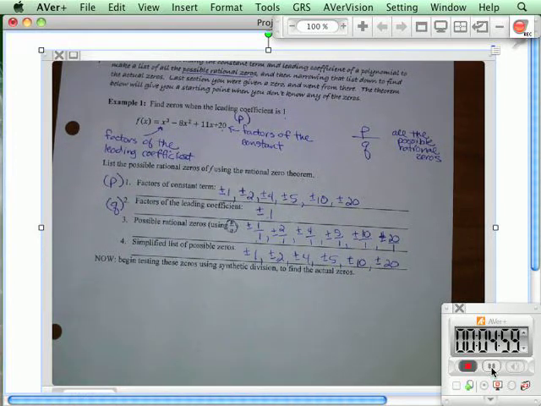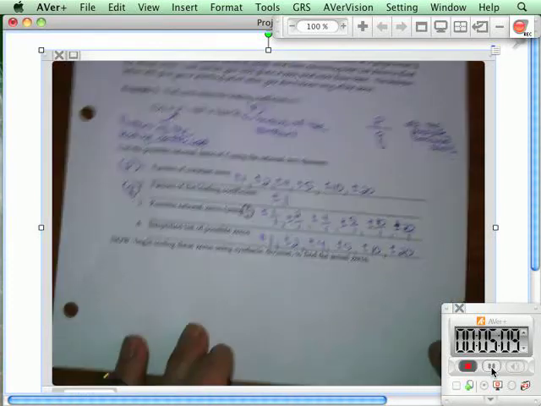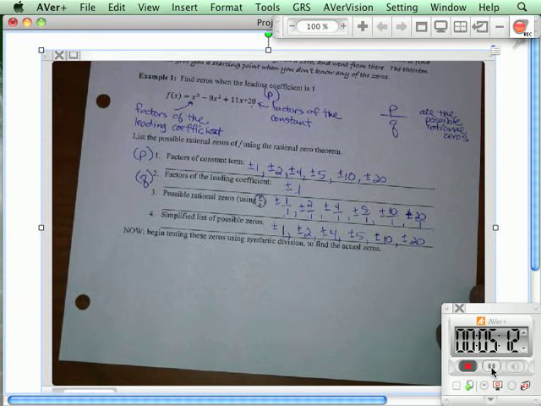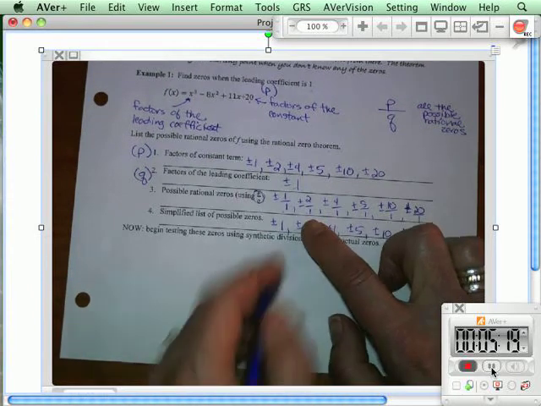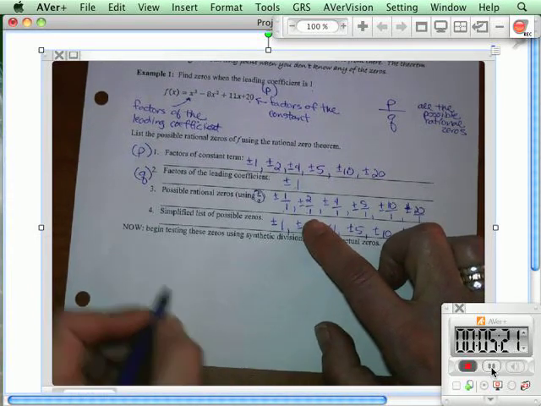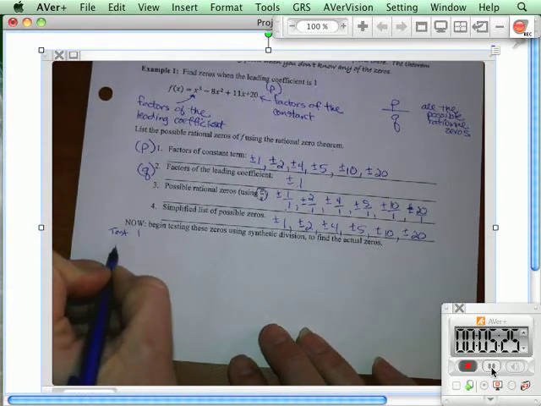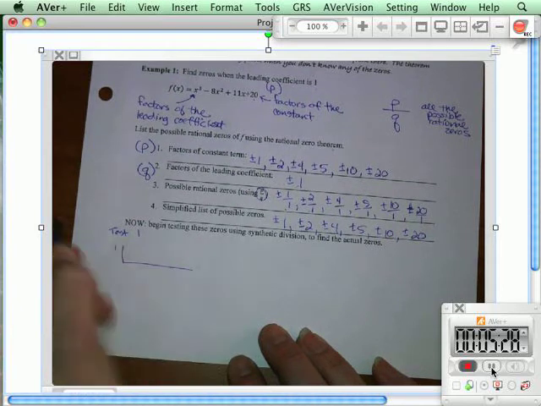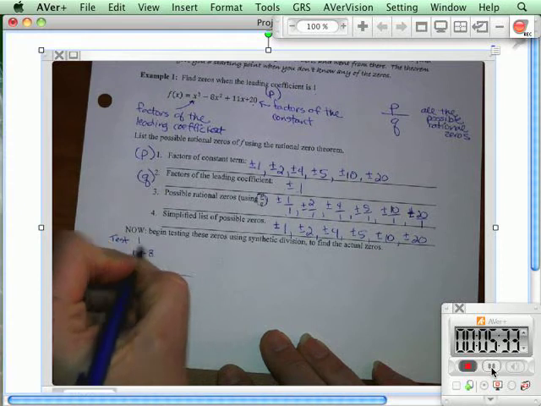What we need to do now is begin testing these possible solutions to find out which ones are the actual zeros. And what you do is you just start with choosing any of them and you do synthetic division to see if you end up with a remainder of 0. So let's start with positive 1. I'm going to set it up as synthetic division. So I'm going to test 1. Put 1 here. List the coefficients from my polynomial. They're 1, -8, 11, and 20.